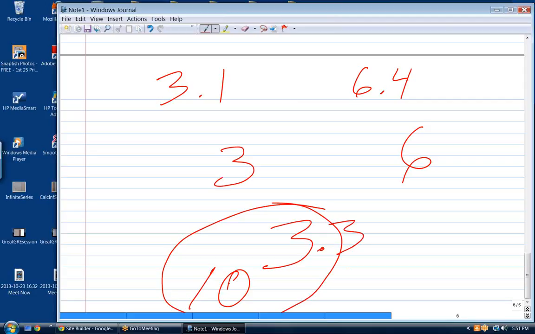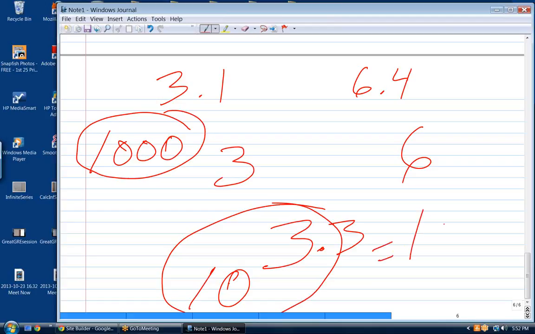Well, wouldn't 10 to the third be 10,000? It'd be 1,000. It's the number of zeros that you have. So that's 10 to the third. So 10 to the 3.3, you're going to have to look that up in a calculator. 10 to the 3.3 is 1,995. So I think that's the answer.